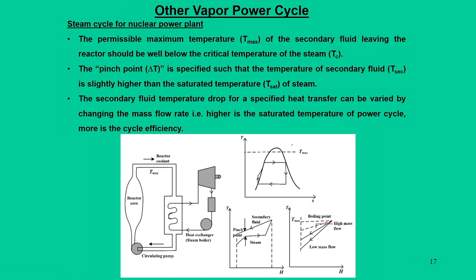So, if you say the critical point of water is here, the maximum operable temperature T max would be somewhere below this. And of course, the slope of the line for the secondary fluid in the temperature enthalpy diagram can be changed by considering the mass flow rate. So, if you increase or decrease the mass flow rate, the slope of the line can be changed, and that again guides what the pinch point should be for the operational conditions.